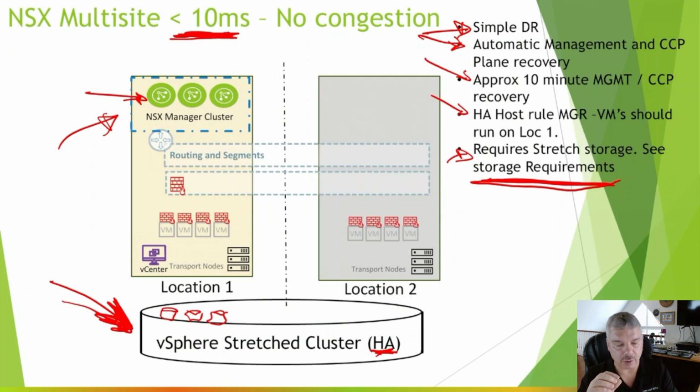Now, for doing a stretched storage, for example, like vSAN, that's typically 5 milliseconds. So that's going to be your lowest common denominator. Like, oh, okay, we're 7 milliseconds between our sites. I can't do this, right? Unless you've got storage that allows you to do it, some other storage, okay? So be aware of that. You've got to really look at your storage requirements here.